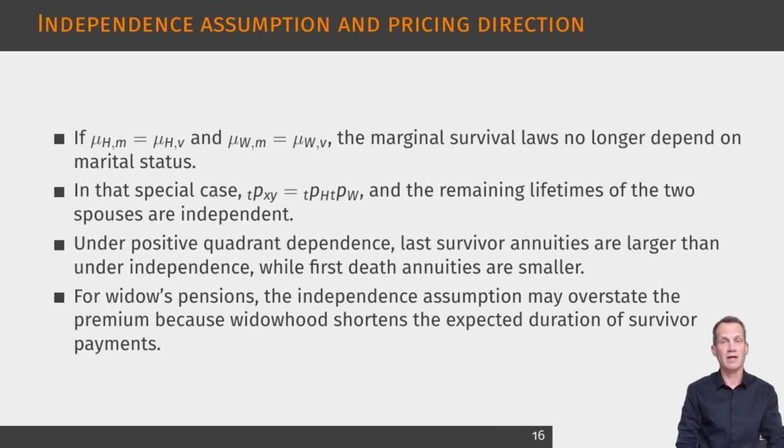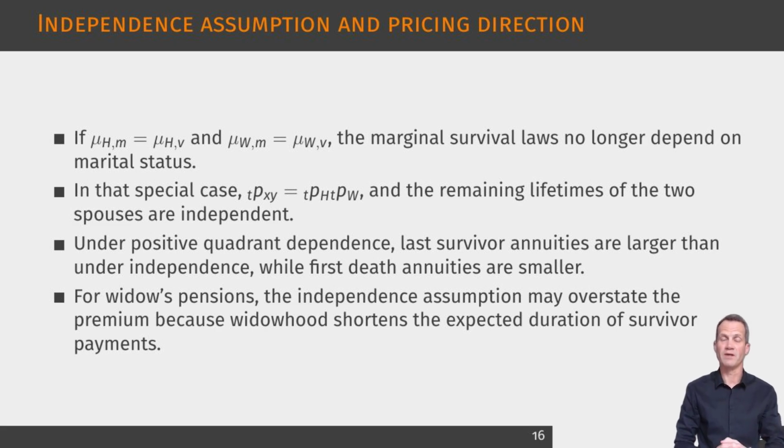This slide explains the actuarial meaning of the independence assumption. If the mortality of a man is the same whether he is married or widowed, and if the mortality of a woman is the same whether she is married or widowed, then marital status no longer carries mortality information. In that special case, the marginal survival laws are unaffected by the spouse's life history, and joint survival is simply the product of the two marginal survival probabilities. The remaining lifetimes are then independent. The chapter uses the superscript for quantities calculated under this benchmark.